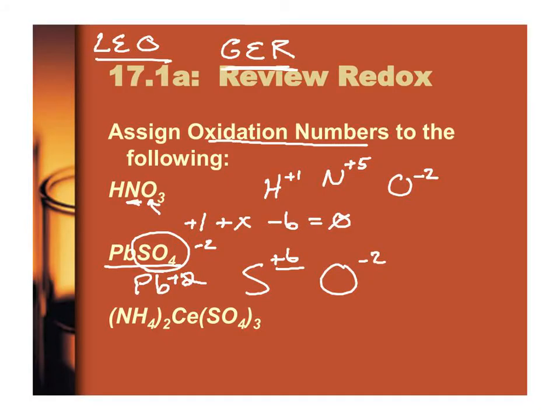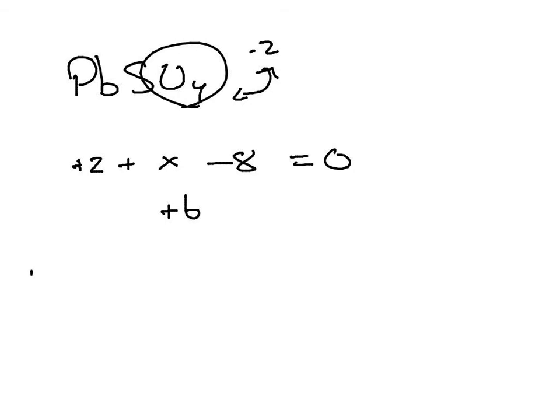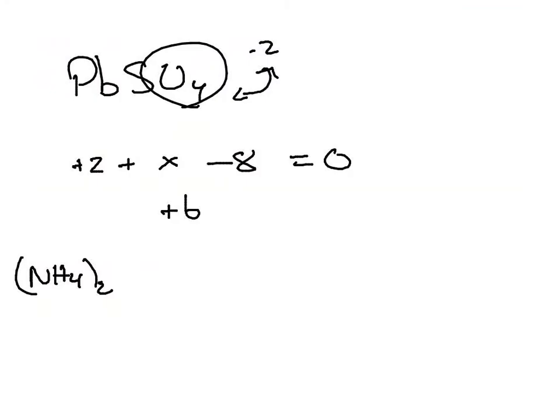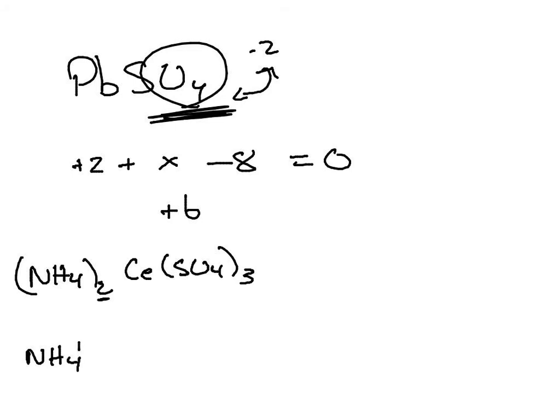Okay, and then the last one, this is a tricky one, (NH4)2Ce(SO4)3. Now we just did sulfate up here, and so let's kind of break this out. Now if you look at this 2 right here, it says the ammonium is +2. So actually if you think of it this way, NH4 is +1. We can work on him. And then sulfate has a charge of -2.